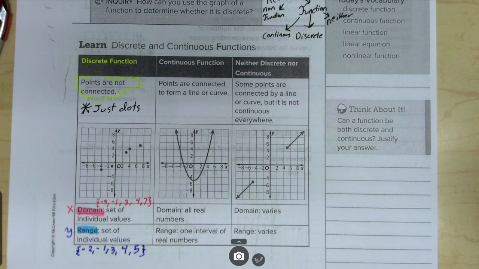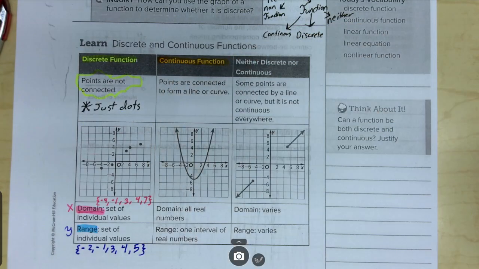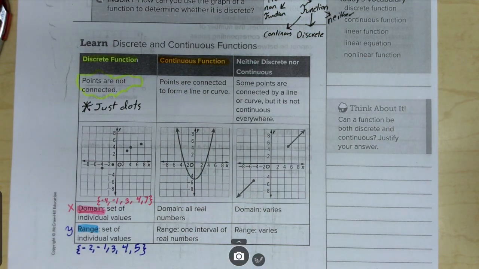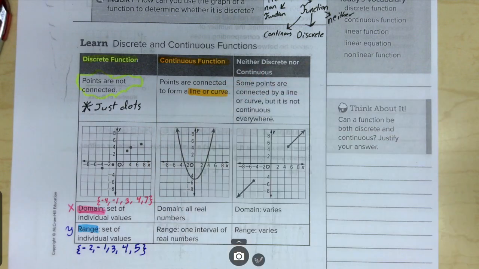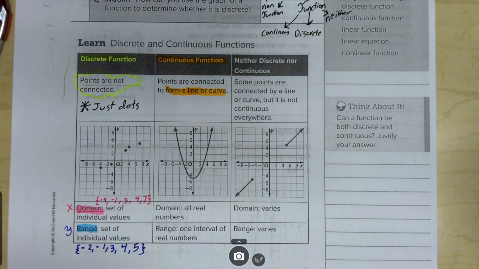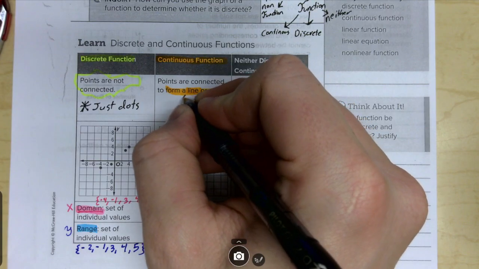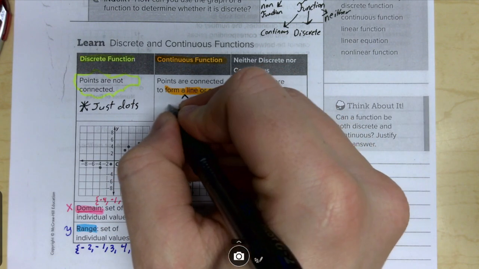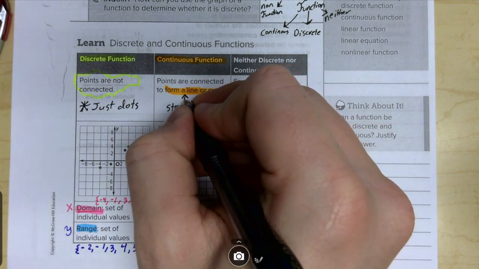After discrete function, the next is continuous. Continuous functions usually have arrows indicating they have continued direction. Points are connected to form a line or curve, and it's not just any type of line. It has to be a straight line. All lines are straight, but unfortunately not everyone keeps that mathematical definition in their head. By definition, a line must be straight.